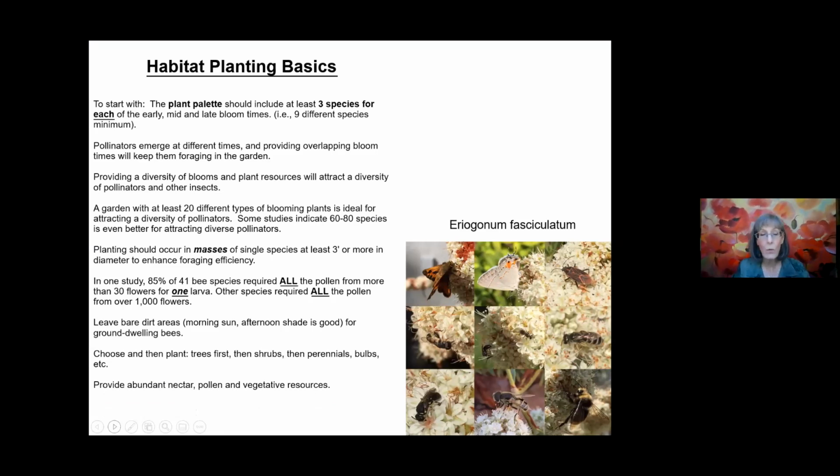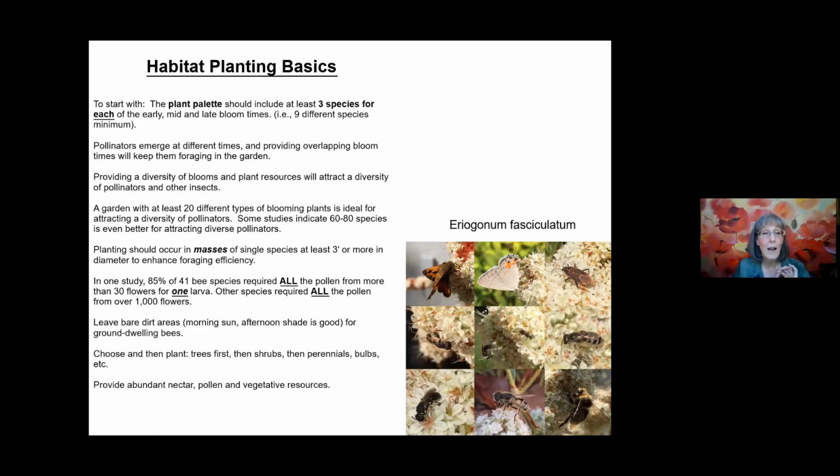They don't all come out at once, because if you have insects all coming out at once, then they use up all the resources. But the species come out at different times because they are connected with the plants that are blooming at that time. They have preferred plants that they go to. So if you have plants that are blooming all during the season, overlapping bloom time keeps your insects foraging in the garden.